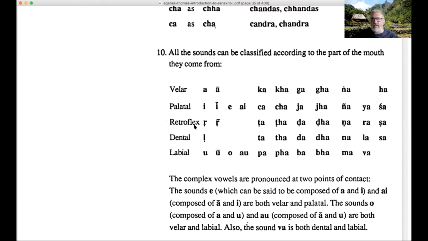Then the retroflex or cerebral: ri, ta, tha, da, dha, na, ra, and the cerebral sha. The dental: vocalic li, ta, tha, da, dha, na, la, and sa. The labial, produced on the lips: u, o, au, pa, pha, ba, bha, ma, and va.